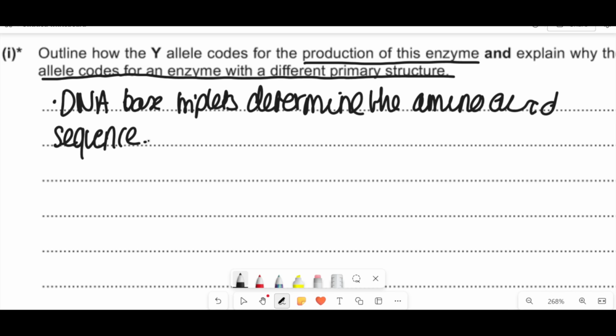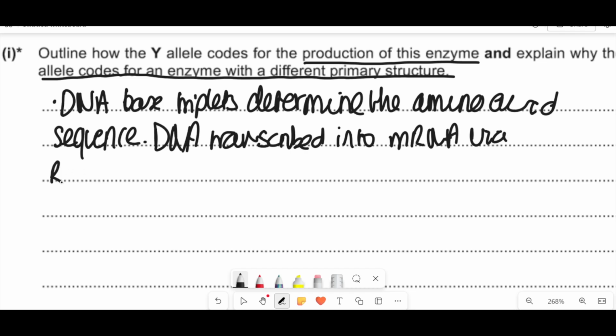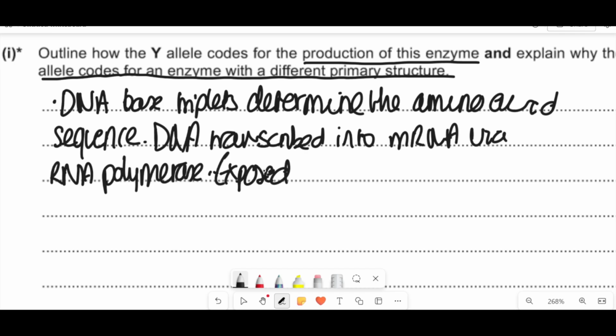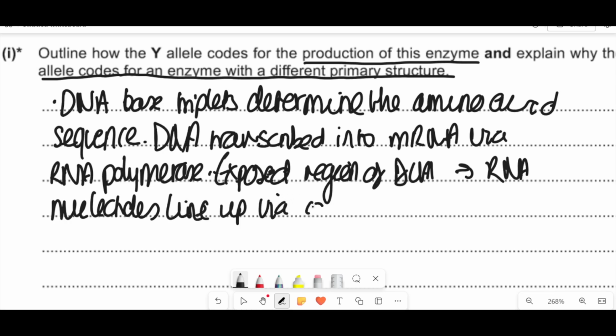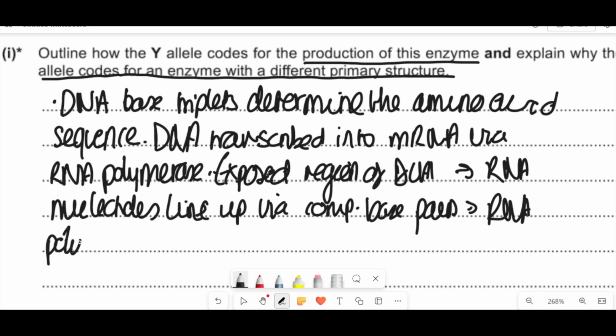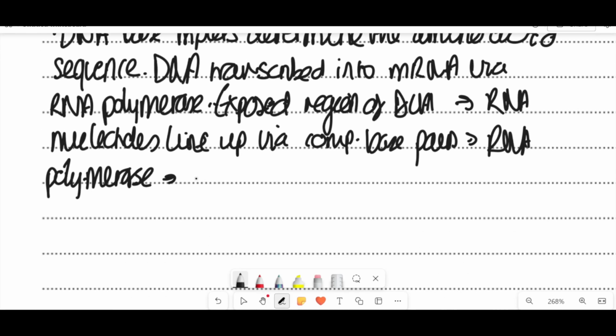That's number one. Then what happens is you get transcription. This DNA is transcribed into mRNA via RNA polymerase. What happens is the exposed region of DNA, so we're breaking up the strand temporarily, and you've got RNA nucleotides line up via complementary base pairing, and then RNA polymerase joins them together by condensation reactions to make the mRNA, which you can say as well if you want it spliced and this and that, right? But at least we've got mRNA.